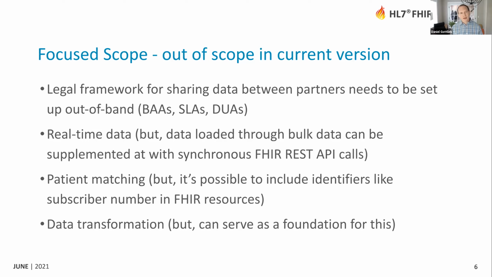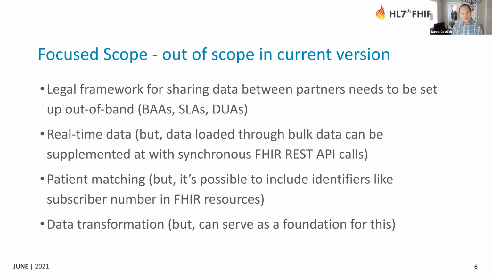Patient matching isn't directly addressed in the bulk data API, but there's been some work on patient matching in FHIR, and all of the standard mechanisms for patient matching still work through bulk data. So if you're using things like demographic identifiers or subscriber identifiers to match patients, that data still passes through as data in FHIR. We just don't directly address APIs around doing that.